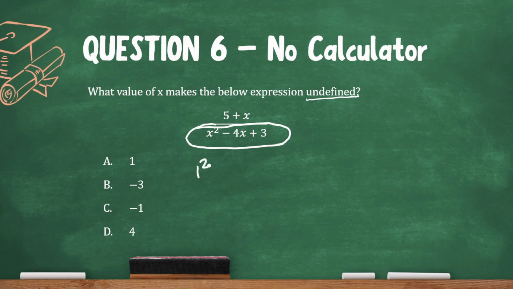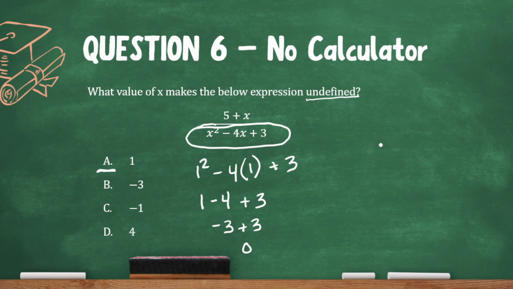1 squared minus 4 times 1 plus 3. So 1 squared is 1 minus 4 plus 3. And 1 minus 4 is -3. And -3 plus 3 is in fact 0. So it's the first choice. Let's just substitute another one in there and see that it's not 0.